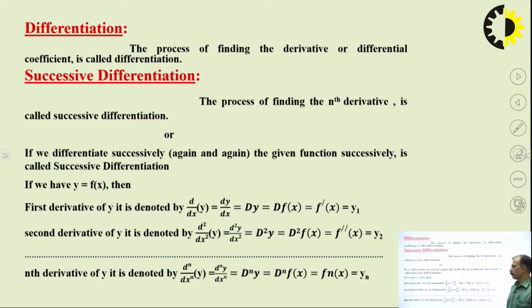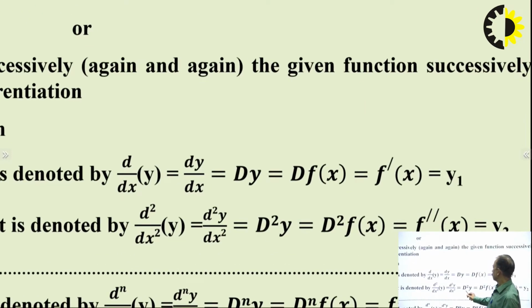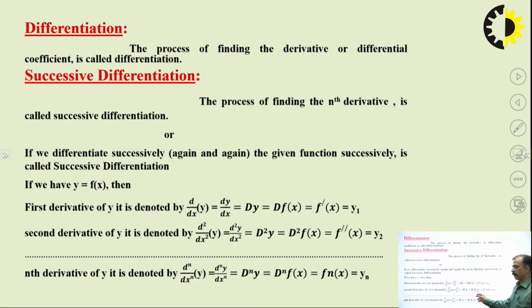The second derivative of y is denoted by d²y/dx², d²/dx² of f(x), or f''(x) or y2. Similarly, we can denote the nth derivative of y by dⁿy/dxⁿ or dⁿ/dxⁿ of f(x) or f^n(x) or yn.